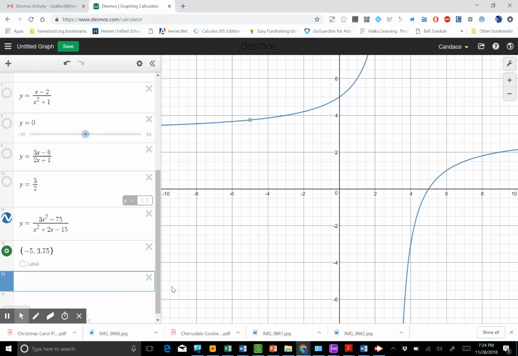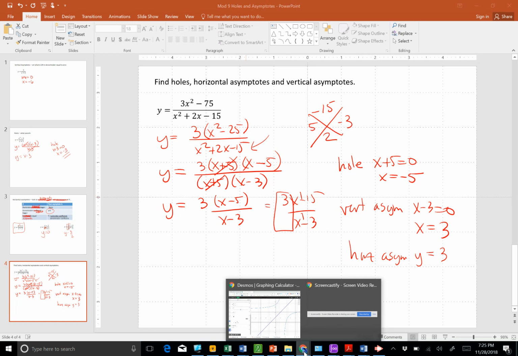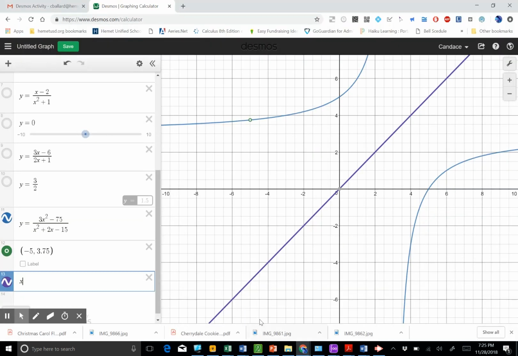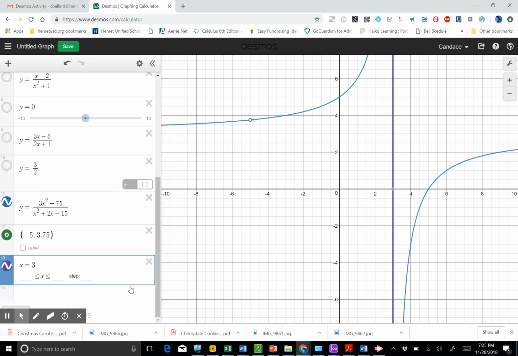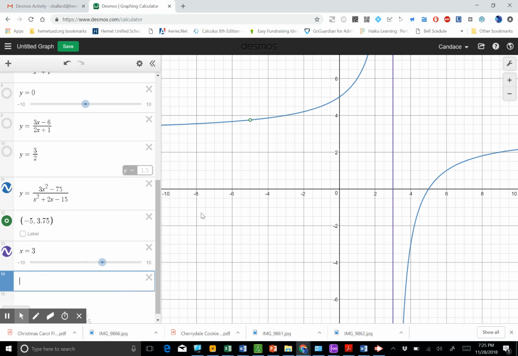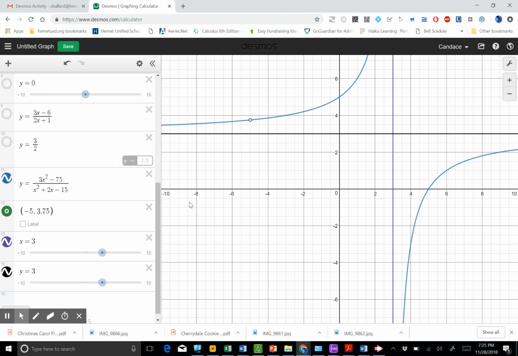All right, then we did the vertical asymptote. We said the vertical asymptote was at x equals 3. So let's try that. So x equals 3. So there's my vertical asymptote. And then the horizontal asymptote we said was at x equals 3 as well, I believe. Or sorry, not x equals, but y equals 3. There's my horizontal asymptote. Okay, so that takes care of this little lesson.